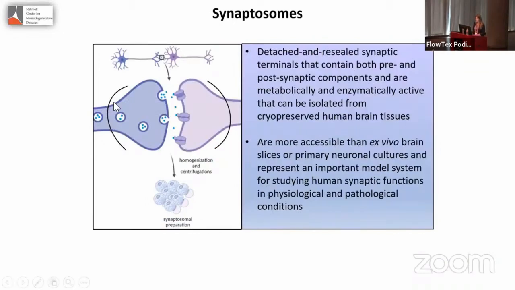Just a few words about synaptosomes. They are very important tools to use in the field, and they are detached and released synaptic terminals, which are formed in vitro. The important thing about synaptosomes is that they contain both pre- and postsynaptic components, and they are metabolically and enzymatically active. So they are widely used to study synaptic functions in physiological and pathological conditions.